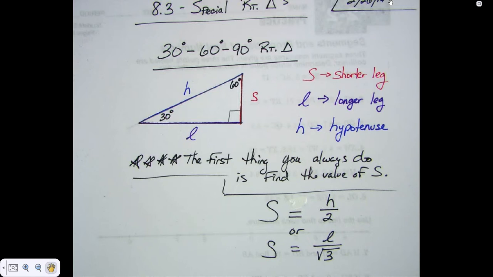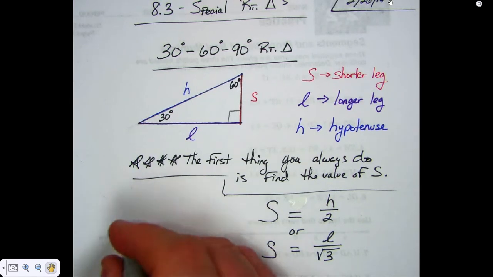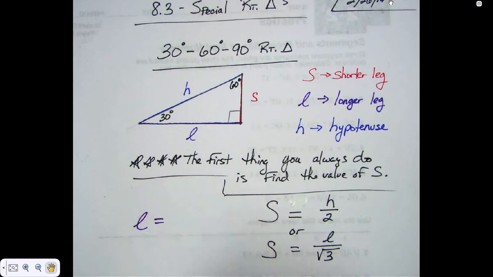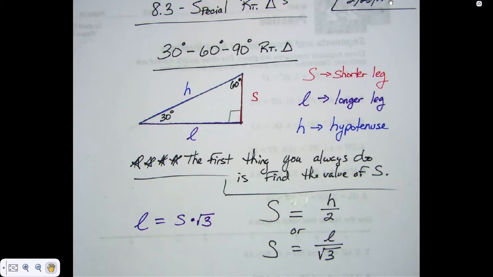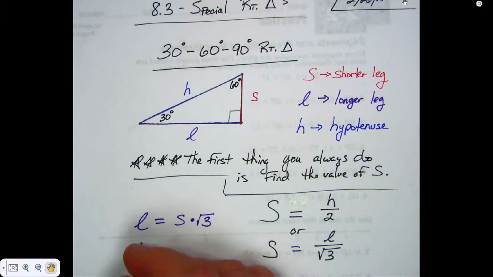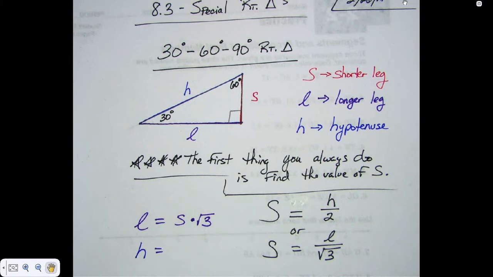The reason you find S is because L will always equal S times the square root of 3. It just always works out that way. And H, which is the hypotenuse, will always equal 2 times whatever S is.